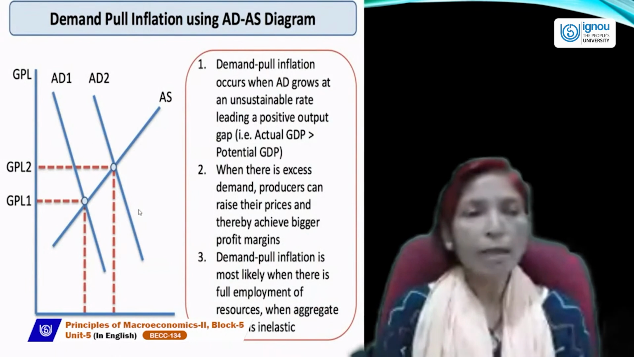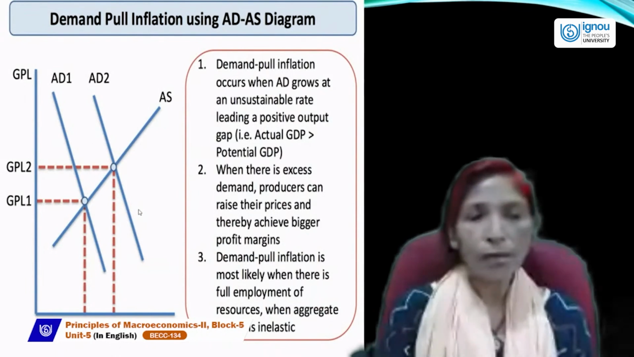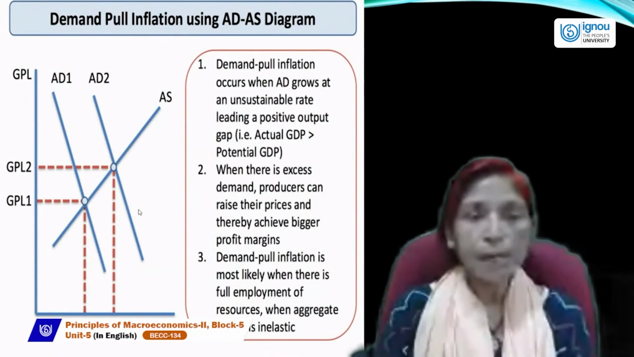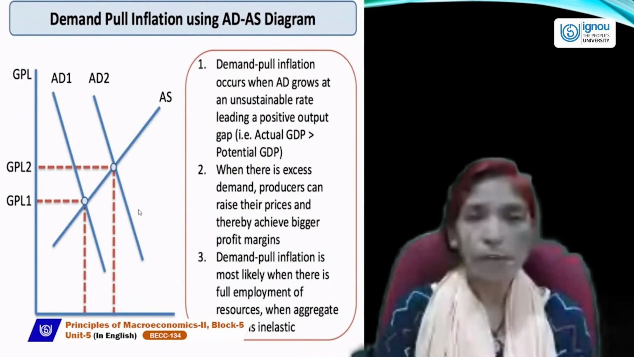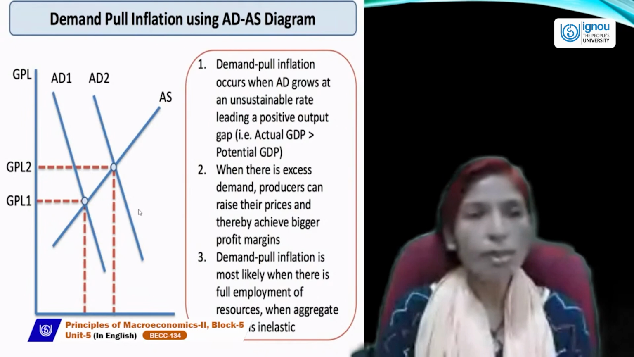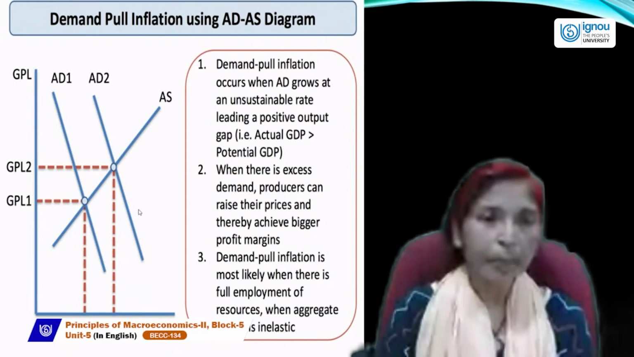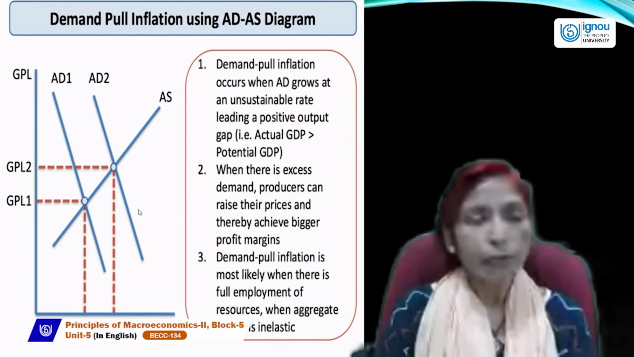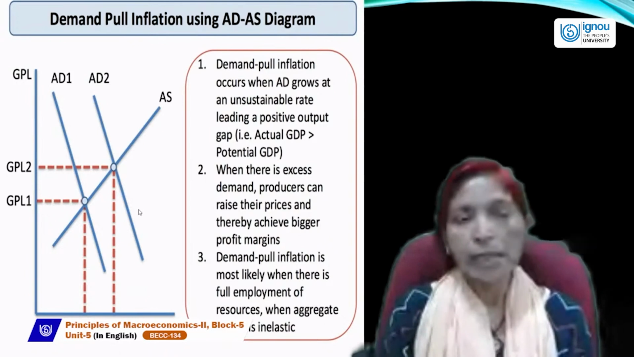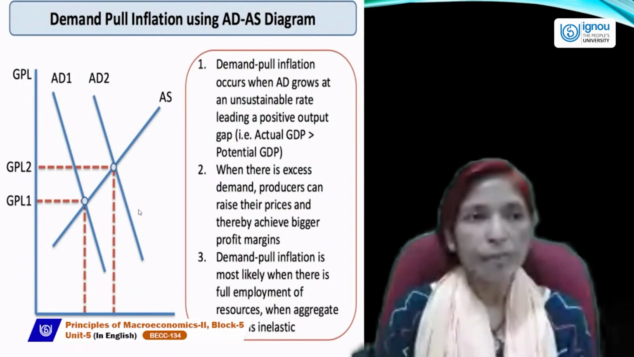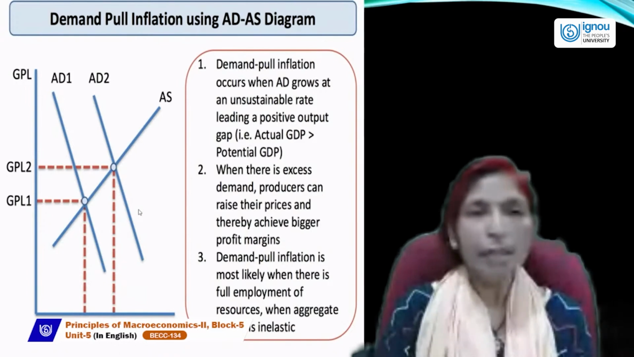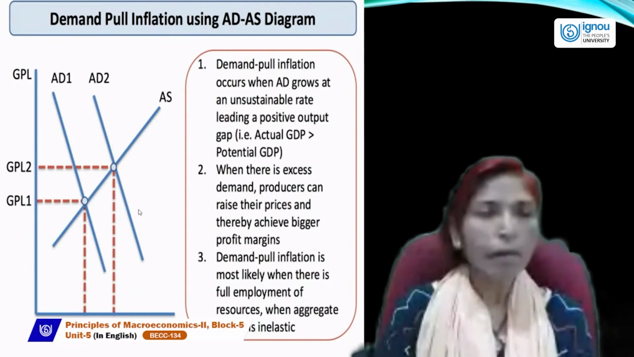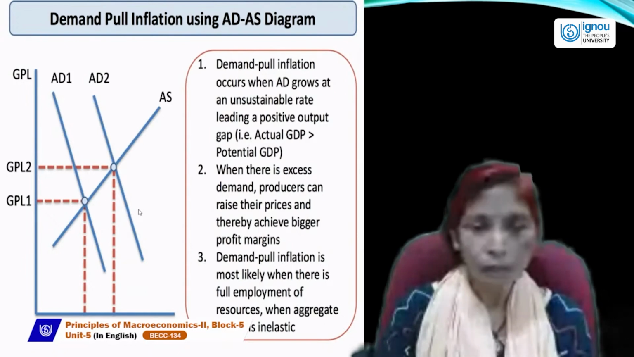Next, the main causes or types of inflation are two. One is demand pull inflation and the second is cost push inflation. Demand pull inflation is clear from its name. It is the inflation when price increases only due to an increase in the demand of the consumer. That is called demand pull inflation.